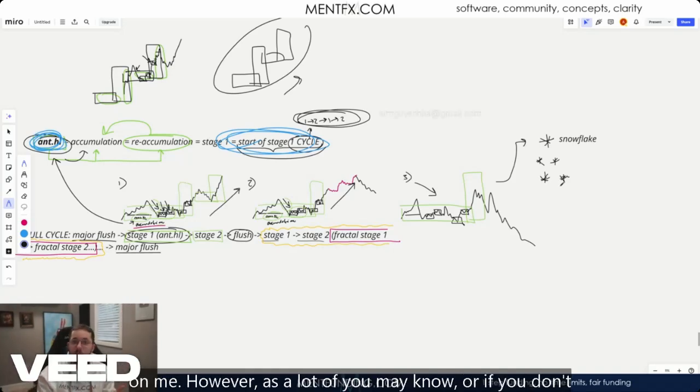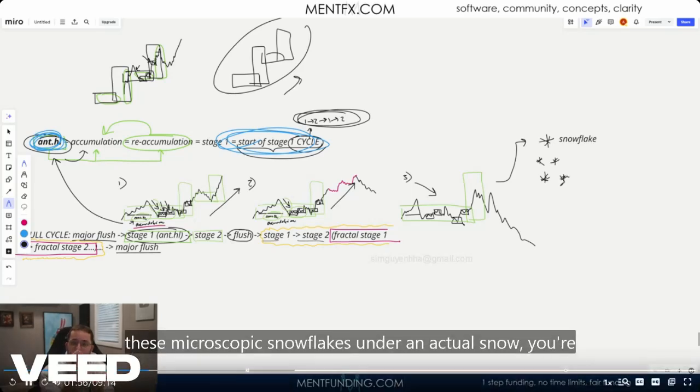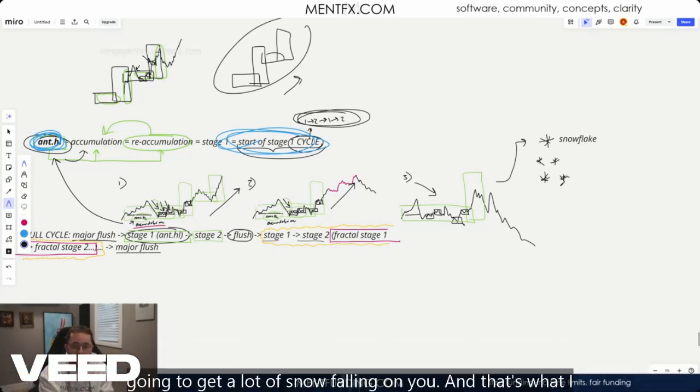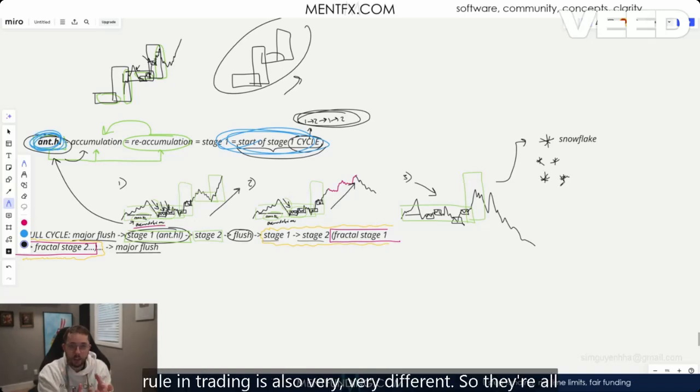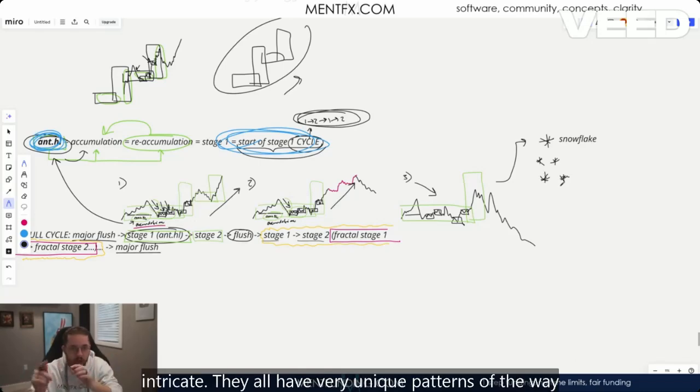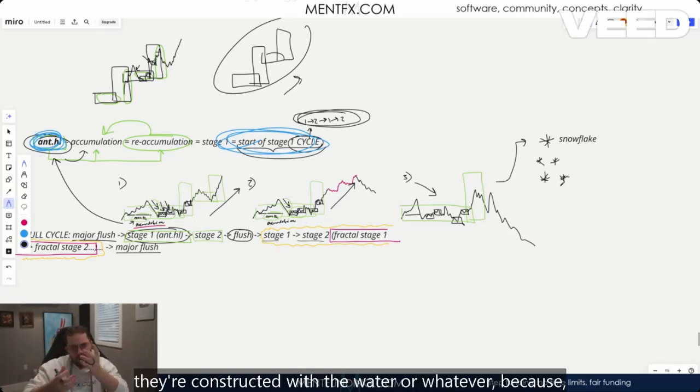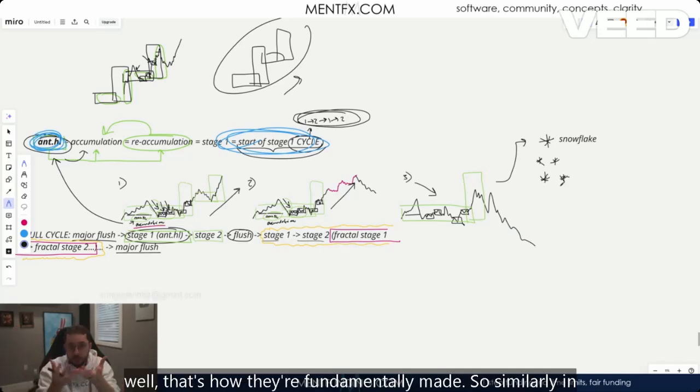However, as a lot of you may know, or if you don't know, this is a little bit of trivia for you: if you put these microscopic snowflakes under an actual microscope, what you'll find is that the pattern that they have is very, very different. They're all intricate. They all have very unique patterns of the way they're constructed with the water or whatever, because that's how they're fundamentally made.